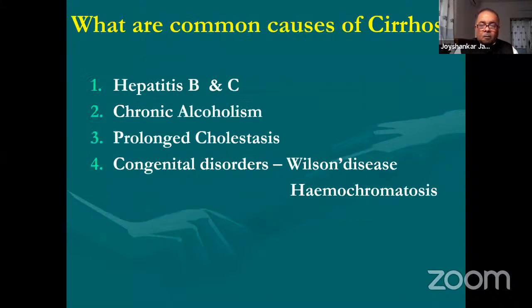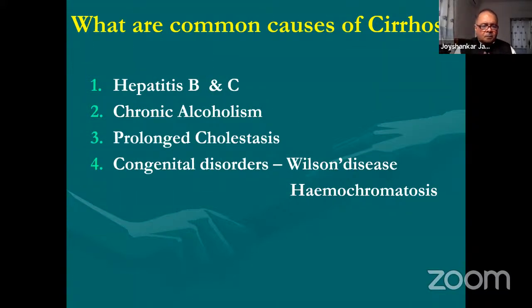Common causes of cirrhosis. So what is cirrhosis? It is a chronic diffuse liver disease characterized by hepatic cellular necrosis, proliferation of connective tissue, and nodular regeneration. The causes are hepatitis B and C, chronic alcoholism, prolonged cholestasis, and congenital causes, of course Wilson's disease and hemochromatosis.